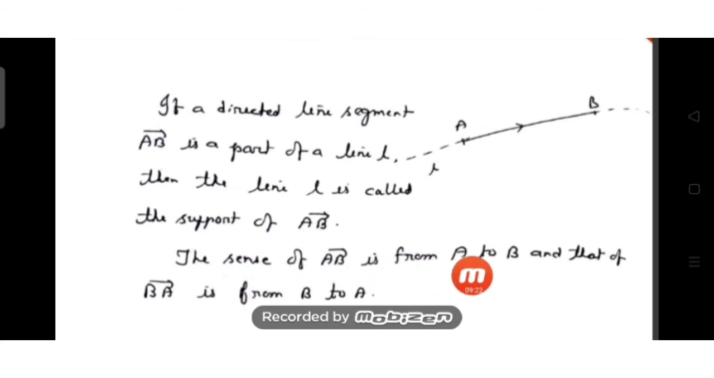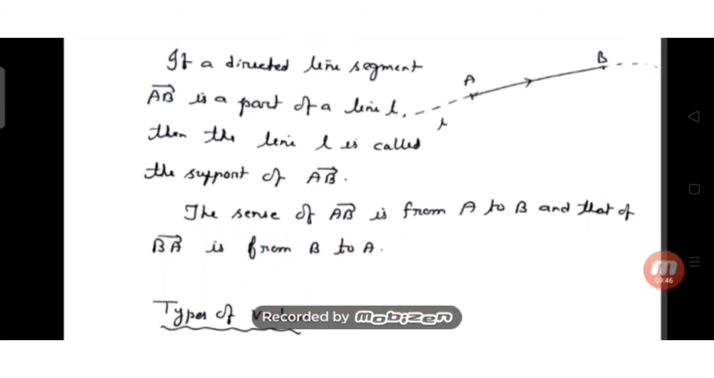Sense of the vector AB bar is from A to B. If I write it as BA bar, then the sense of the vector is from B to A. So if the arrow is given from A to B, then the sense of the vector is from A to B, from initial to the terminal. But if I write BA bar, then we understand that the arrow is given from B to A. In that case, the sense of the vector is from B to A.